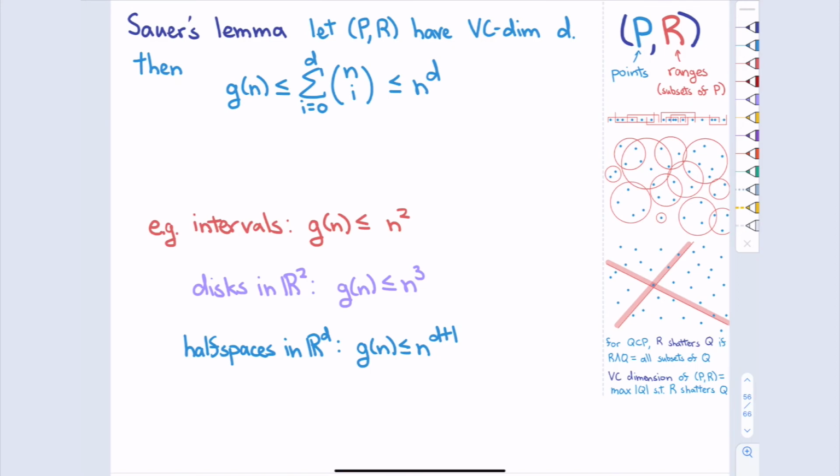All right, let the range space have VC dimension d. Now I'm interested in the growth function. The claim is that the growth function is at most n to the d. So anything with constant VC dimension has polynomial growth with constant exponent, and so you only need constant size epsilon samples, or 1 over epsilon squared size epsilon samples.